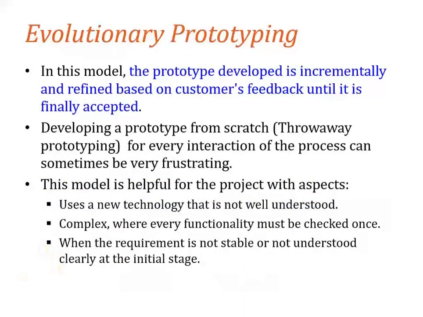The next type of model is called evolutionary prototype. This is the opposite of the previous rapid throwaway prototype. Here in this model, the prototype is developed incrementally and refined based on the customer's feedback until it is finally accepted. Unlike the rapid throwaway prototype, this evolutionary prototype will not be discarded. If there are any errors in version 1, the software is refined and version 1 is simply used again to develop version 2.